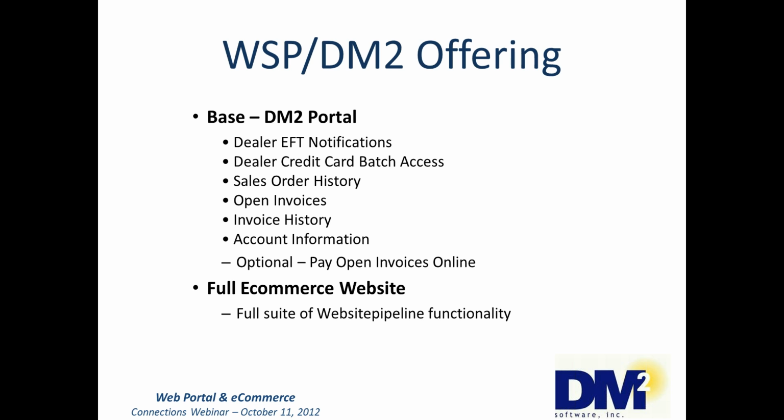So some of the bullet points that you're seeing here on the screen are basically the data that's coming out of your ERP system, out of MAS, and coming onto your customer dashboard. So again, this is for your customers, DM2's customers. They'll be able to come in with a secured login, a username and password. They'll be able to log in and view dealer EFT notifications, credit card batch access, sales order history, open invoices, invoice history, and account information.